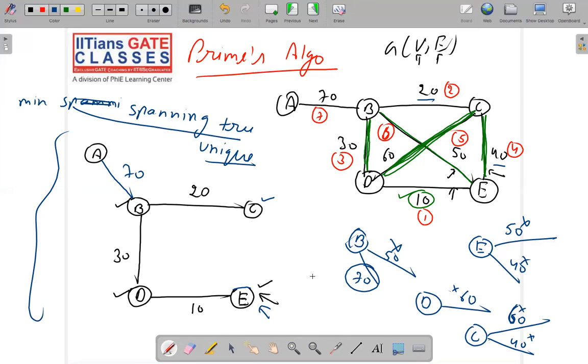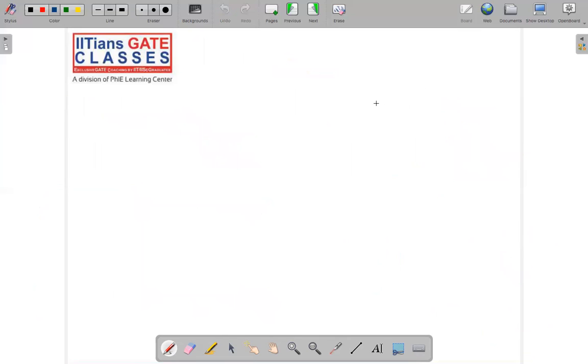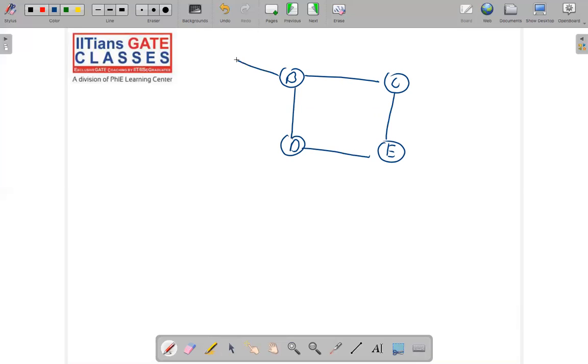So let's do one thing. Let's consider this example again, and we will start with B. Let's draw this again: B, C, E, D. We have 70 here, 20 here, 30 here, 10 here, and 40 here, 50 on this edge, and 60 on this edge.